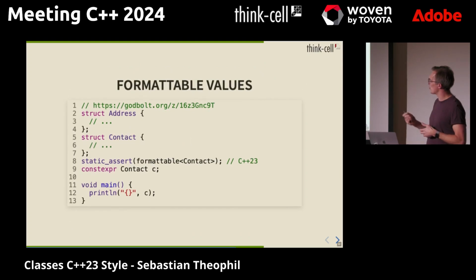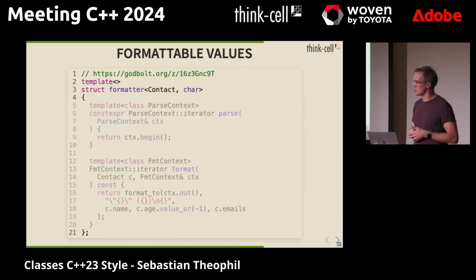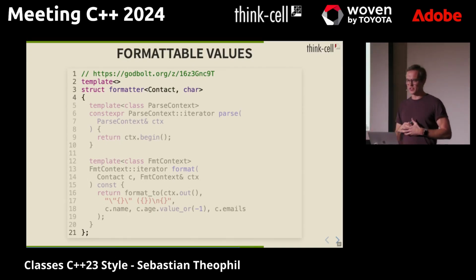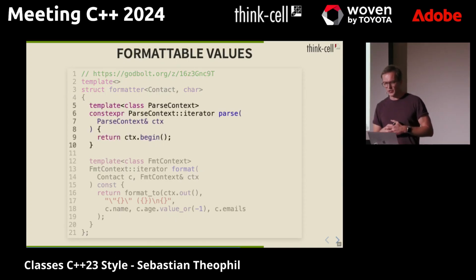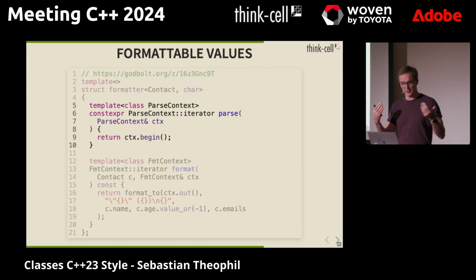Now, what do we have to do to make that true? We have to specialize std::formatter. std::formatter is the customization point for std::format, and it has two functions that we need to implement. The first function is the parse function, that is constexpr. It is constexpr because the main feature of std::format is that it does compile time checking of your format string.